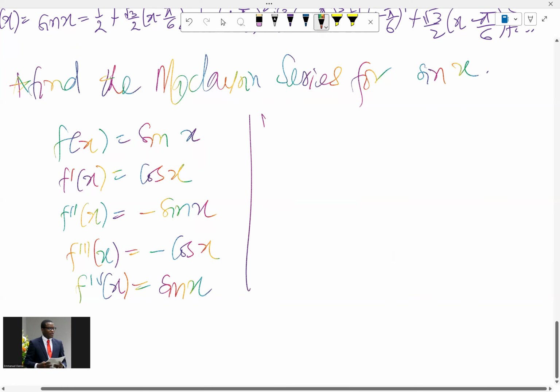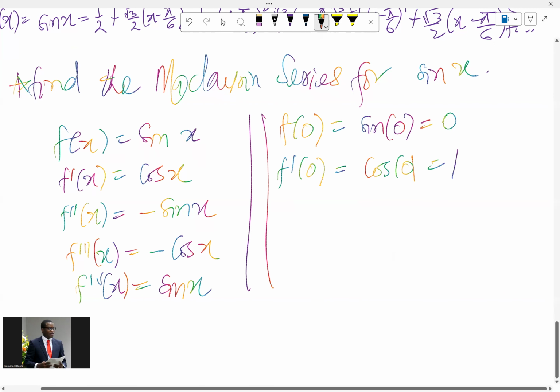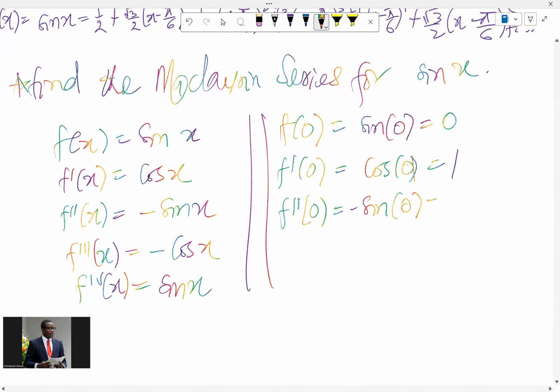So if you evaluate at 0 now, so f of 0, sine 0 is 0, then f prime of 0. Okay. I guess I'm being too fast now. Okay, so this is sine 0, which is 0. And here we have cos 0, which is 1. We have f prime prime of 0, which is minus sine 0, which is also 0.